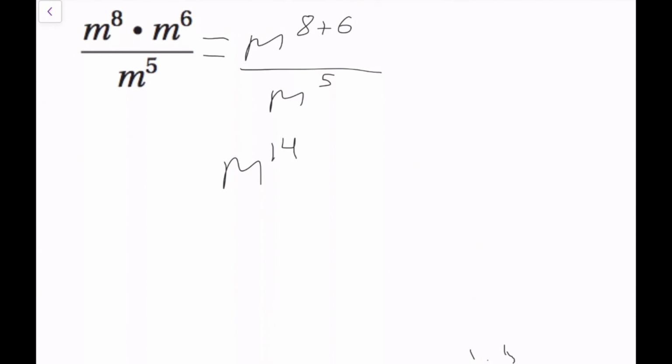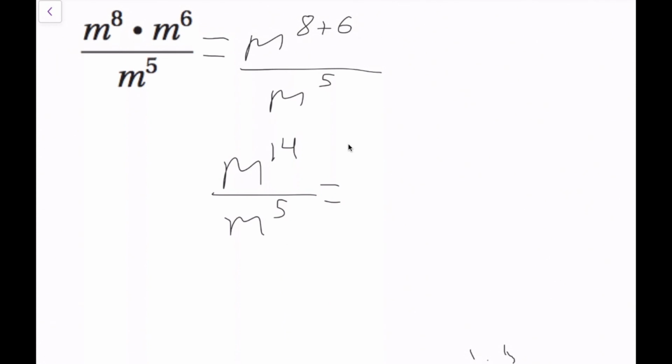So I have m to the 8 times m to the 6, which equals m to the 8 plus 6, and then that's all over m to the 5th power. And then when I add 8 plus 6, I get 14, so I get m to the 14th power over m to the 5th power.